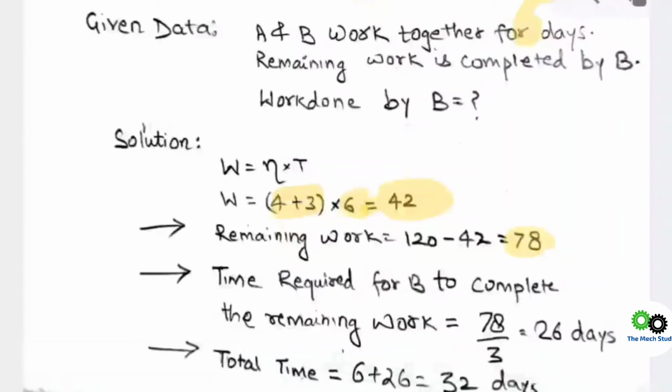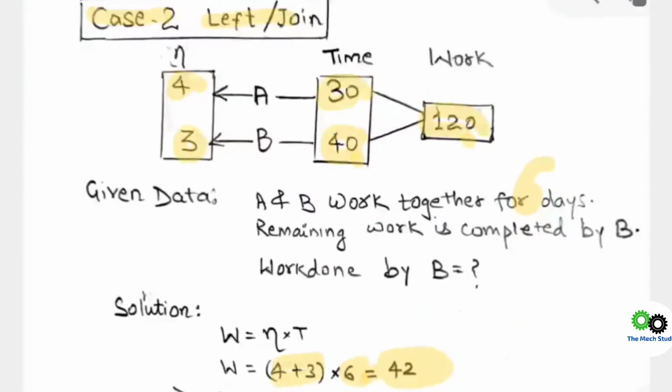And once you have the B efficiency, you calculate 78 divided by 3. 26 days are required by B to complete the work. And the total time required: they have already worked together for 6 days, and B works alone for 26 days. Then 6 plus 26, you will end up with 32 days, which is the right option. I have explained 2 cases in that basic format. The second case is related to left hand join. So I think you have an idea about that.